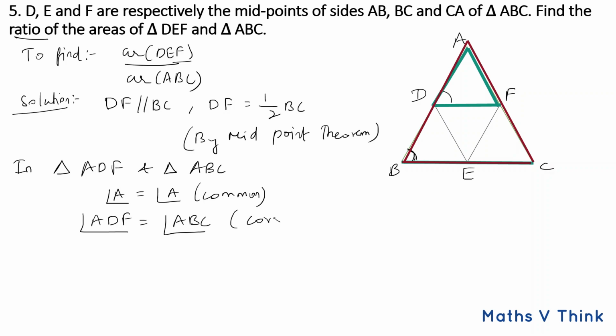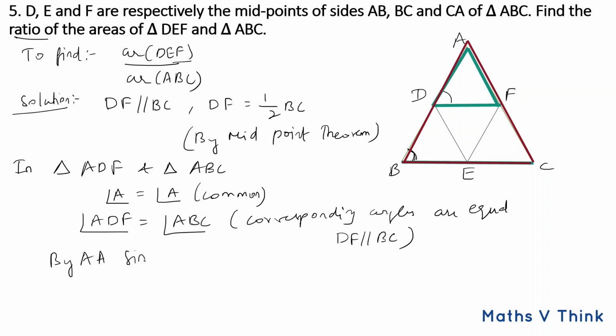Why? Because corresponding angles are equal, DF is parallel to BC. You can also name the angle as 1 and 2, and you can write angle 1 is equal to angle 2. Now by angle-angle similarity, I can tell triangle ADF is similar to triangle ABC.